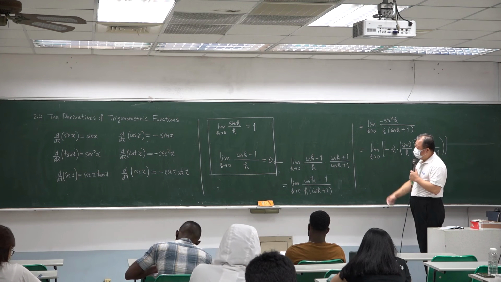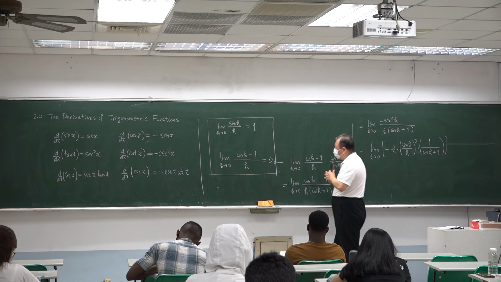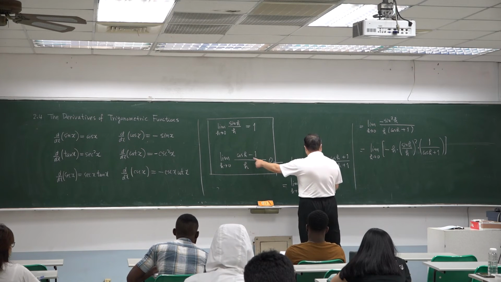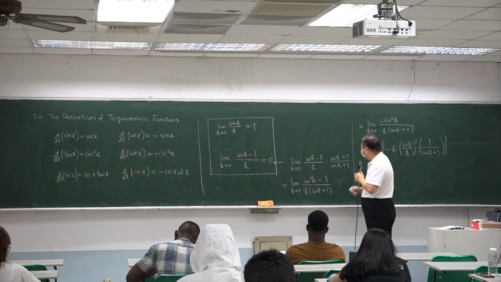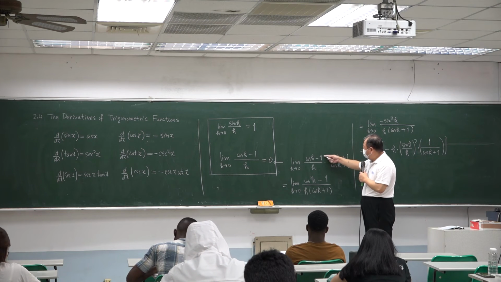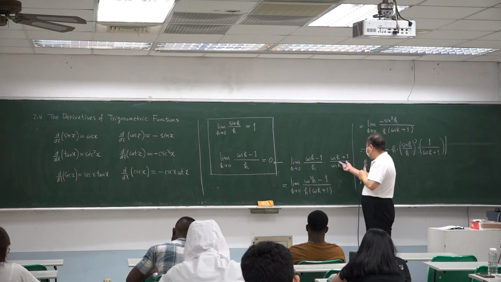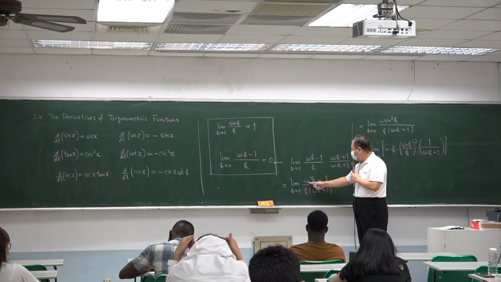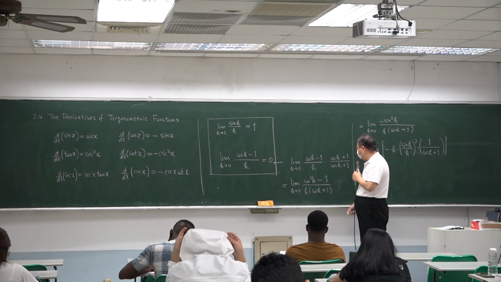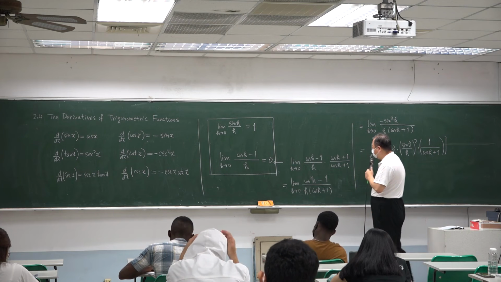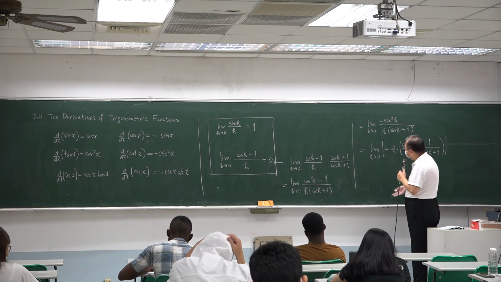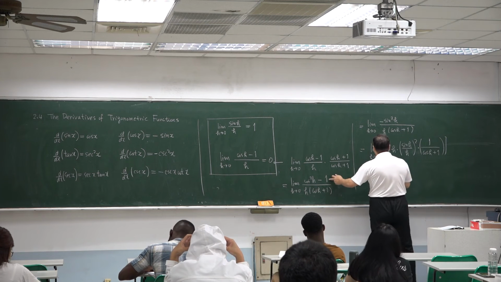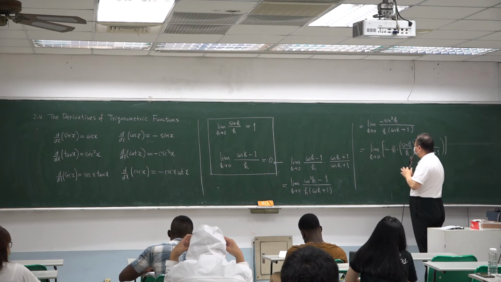Okay, in order to get this result, let's consider this one and multiply both top and bottom by cosine h plus 1. Then the denominator will be cosine squared h minus 1. Use the Pythagorean identity. The numerator is minus sine squared.